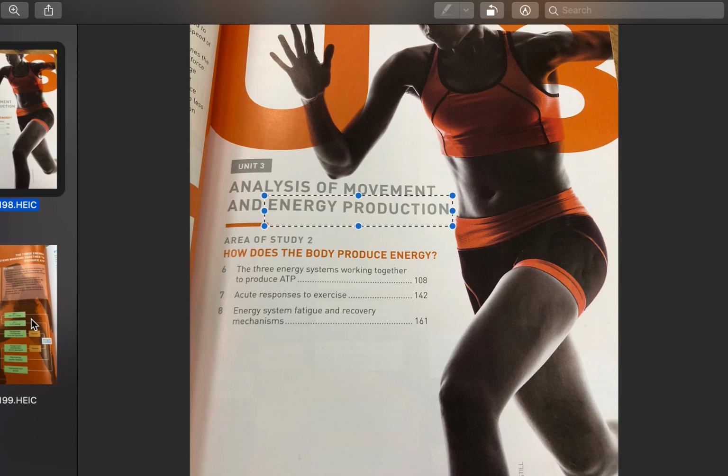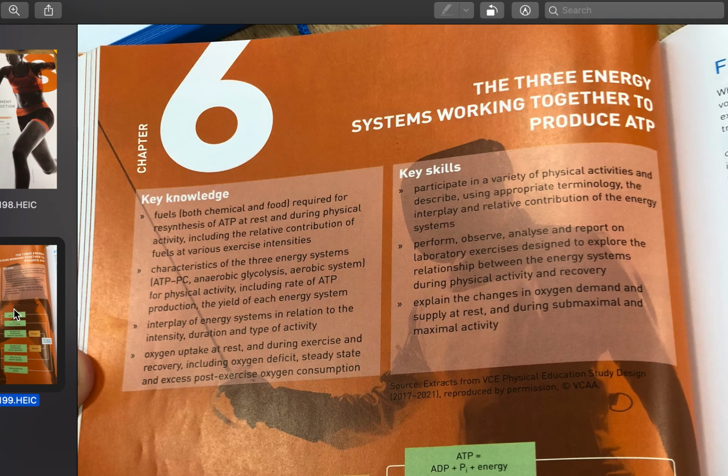If I could get you to have a look at your textbooks, I think it's really important that we do start right at the start of this section and we look at the key knowledge and key skills that are required for you to be able to understand and complete as we work through this guided learning from home. So the fuels, the characteristics of 3 different energy systems, the interplay and how oxygen is used are absolutely critical as I work my way through the key knowledge.